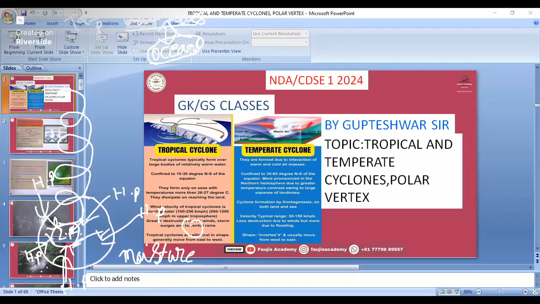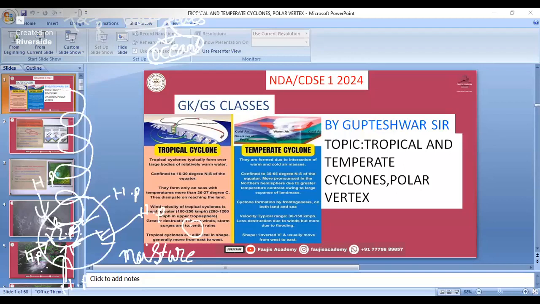So now in this case, because of the spiral, because of high pressure from all those sides, it will start rising in a spiral manner. And here we should have the intense low pressure. Which means here you should have the high temperature.